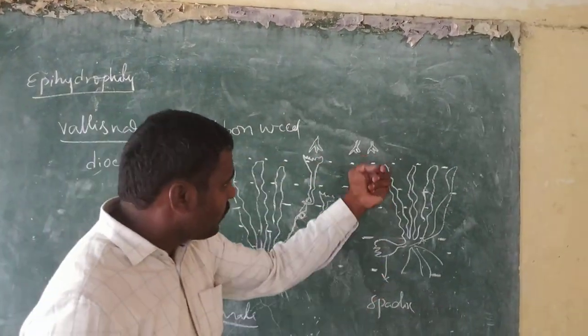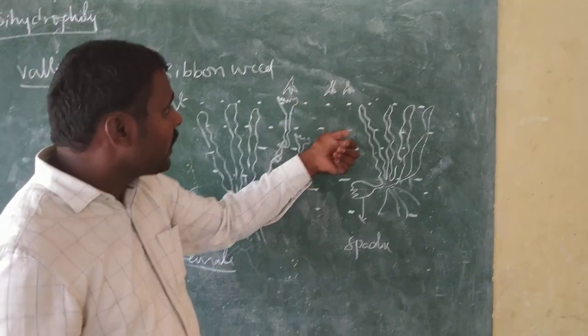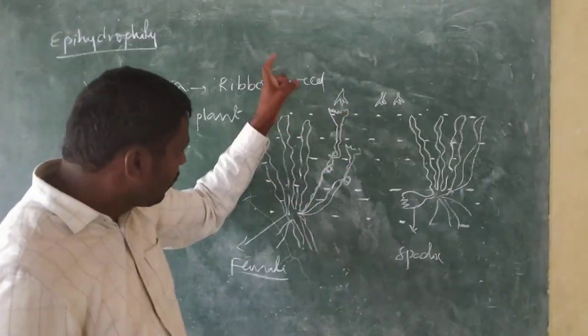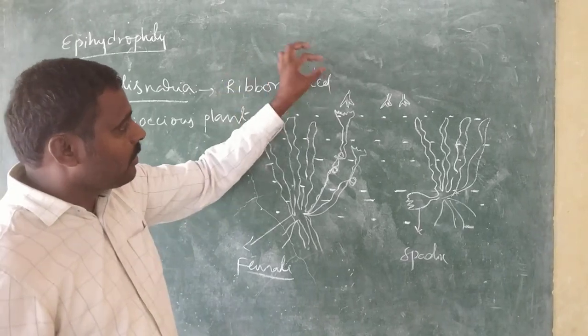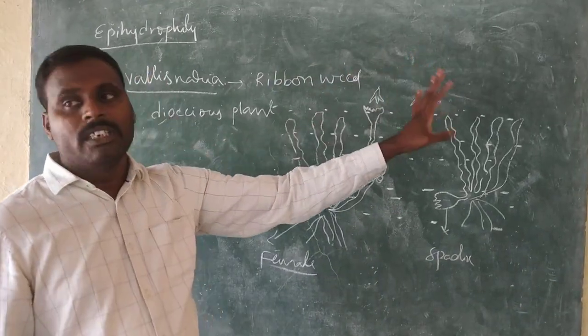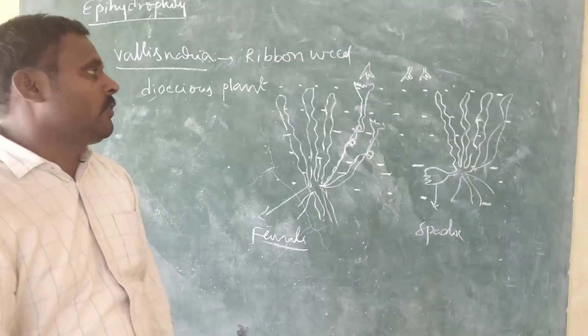Due to the water current, the male flowers freely float on the surface of the water and come in contact with the stigma. As a result, the mass of pollen grains is transferred onto the stigma. This facilitates pollination on the surface of water. Hence, it is called epihydrophily.